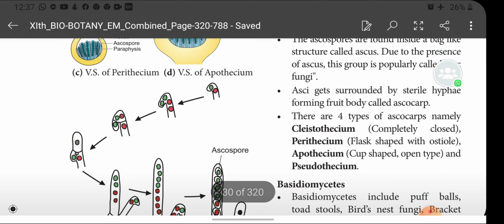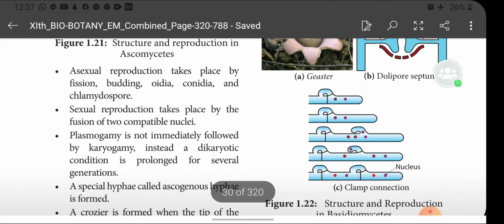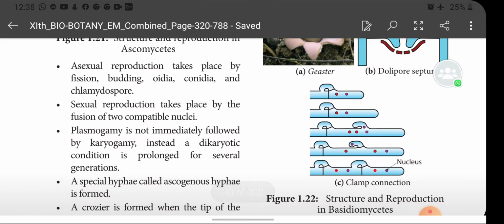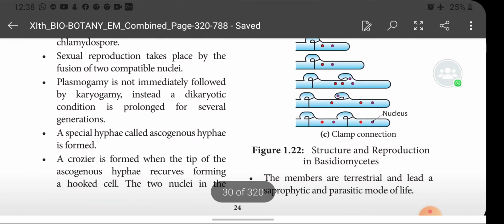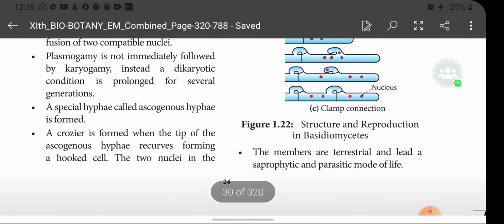And the next one is asexual reproduction, which takes place by fission, budding, oidia, conidia and chlamydospores. Sexual reproduction takes place by the fusion of two compatible nuclei. Plasmogamy is not immediately followed by karyogamy. Instead, a dikaryotic condition is prolonged for several generations. A special hypha called ascogenous hypha is formed. A crozier is formed when the tip of the ascogenous hypha recurves, forming a hooked cell.